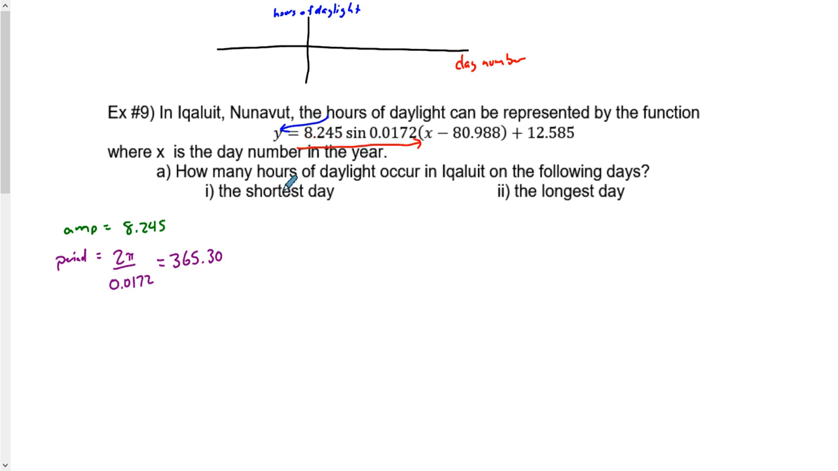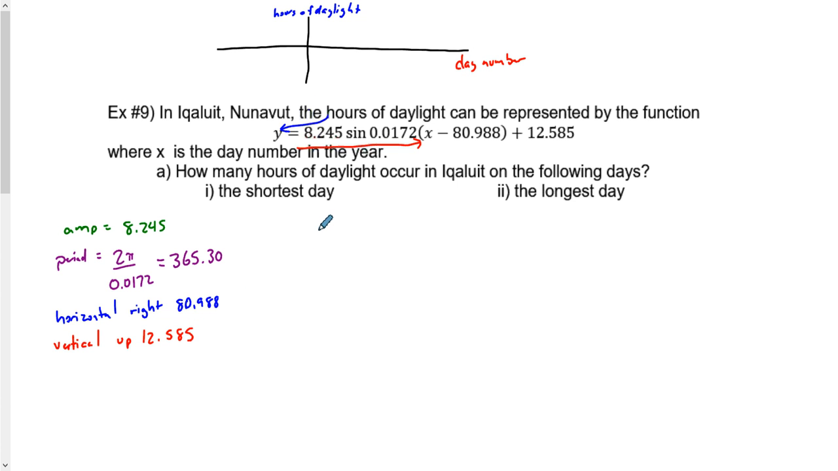365.30 approximately. Our horizontal translation, it is moving right 80.988, and vertical, it's moving up 12.585.